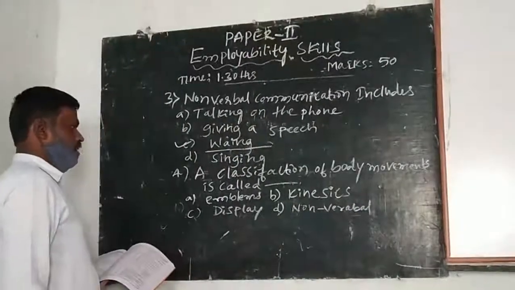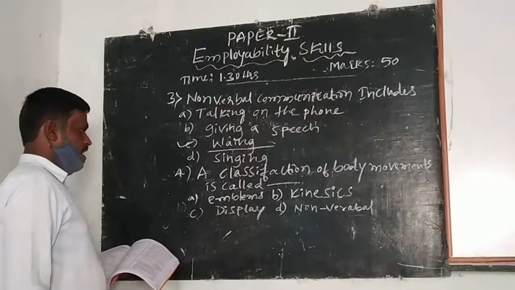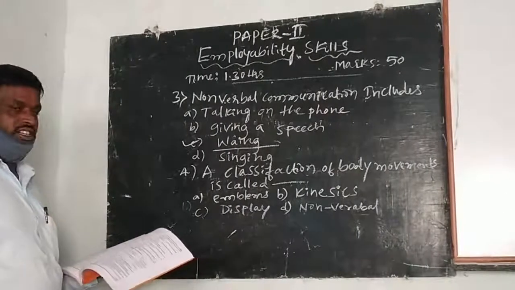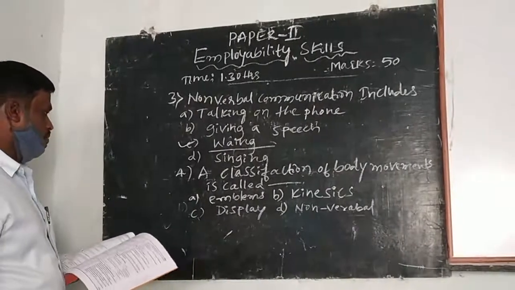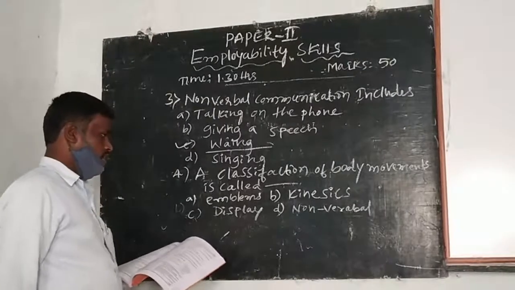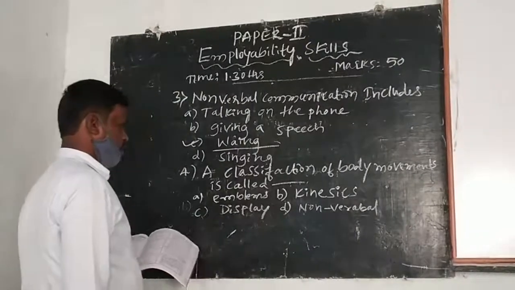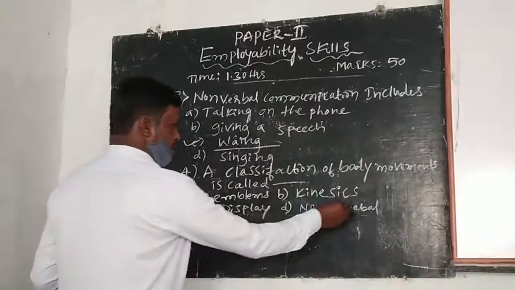A classification of body movements is called as classification of body movements. First to embrace, other no requisition, kinesis and display, and non-verbal. The answer should be kinesis.